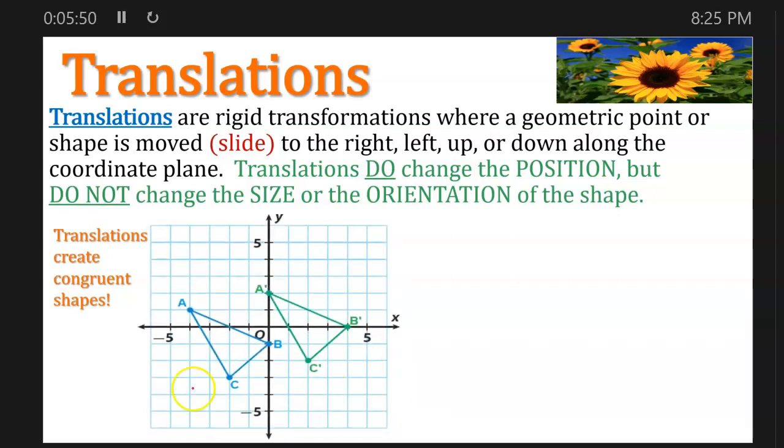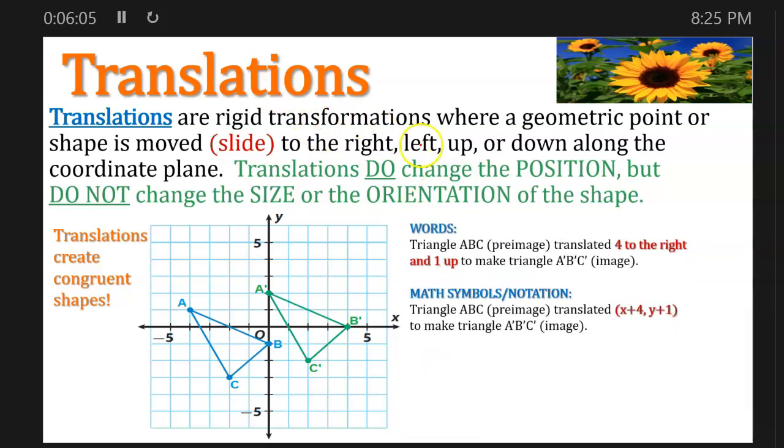So let's look at this one here. We have a triangle ABC here, and it looks like it's been translated up and to the right a little bit here. So let's look at 2 different ways that we could write this translation out. The first way is in words. So I would say, okay, triangle ABC here, which is the pre-image or the blue triangle, has been translated 4 to the right and 1 up to make triangle A prime, B prime, and C prime, or the image.